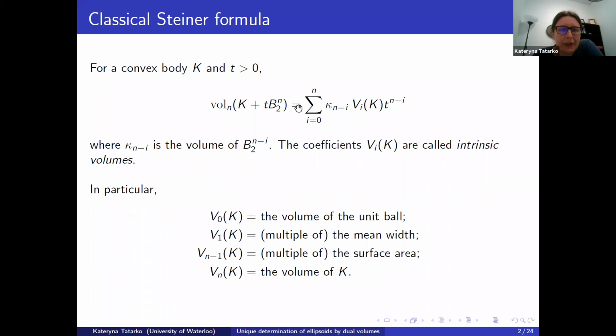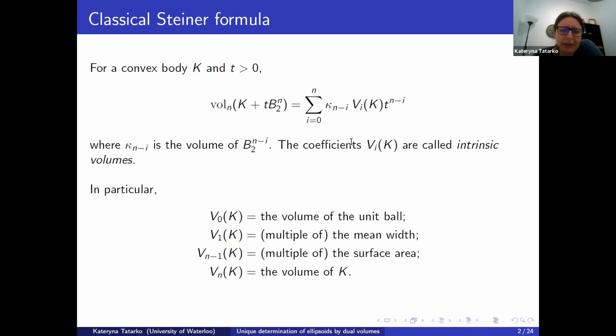Let's start with the classical Steiner formula that says that for a convex body K and non-negative parameter t, it gives the expansion of the volume of the outer parallel body of body K, that is the Minkowski sum of body K and the scaled unit ball. Then the volume of such an outer parallel body is a polynomial in parameter t. The coefficients that arise in this polynomial are called intrinsic volumes.